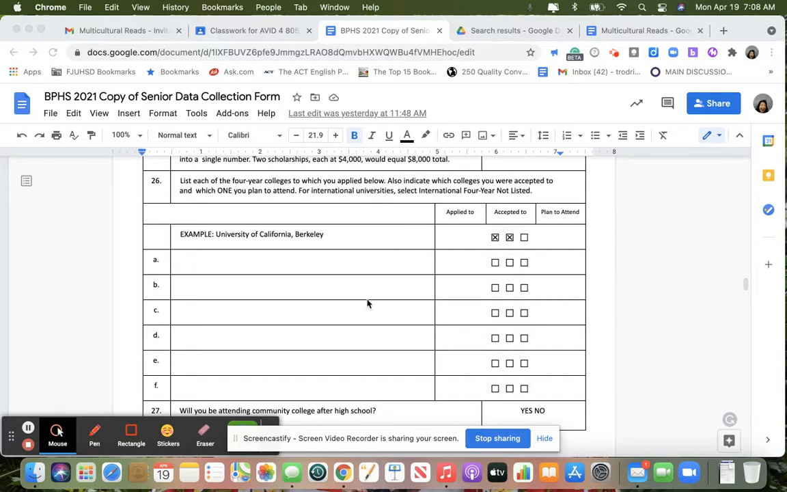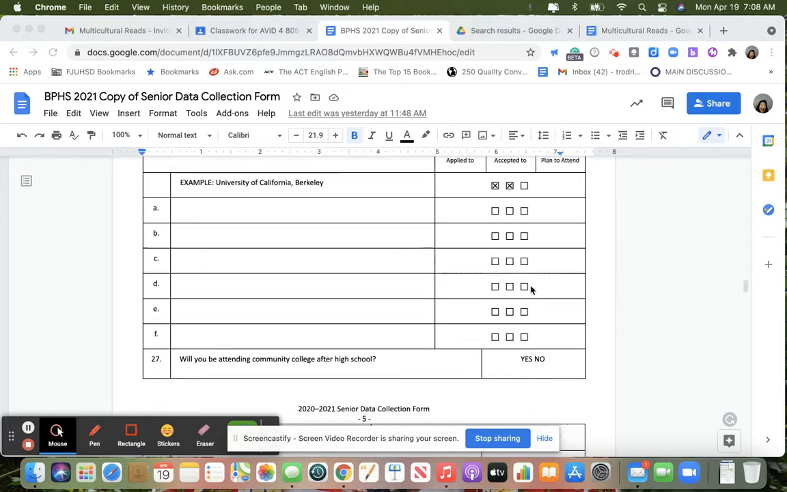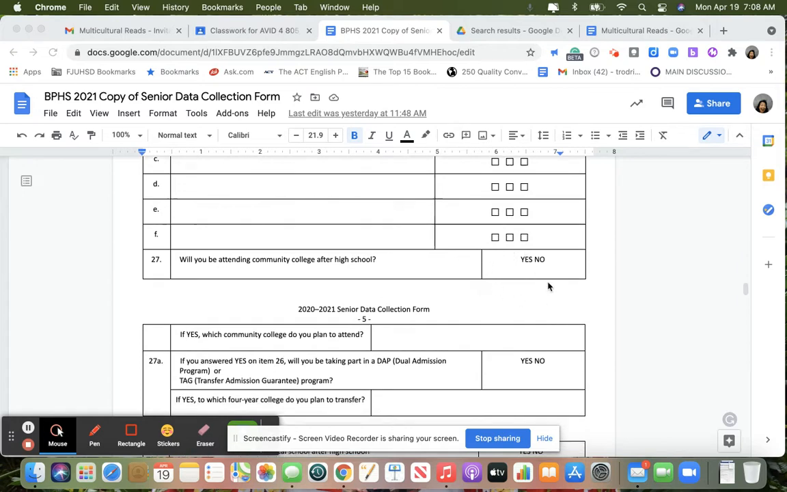Yes, this does say four-year colleges. So this is UC, this is Cal State. These are out-of-state schools and private schools. And please check where you are planning to attend. So if you got accepted to a bunch of different 4 years, but you're going to be going to community college, you are not checking plan to attend for any of these, you have number 27 for that.